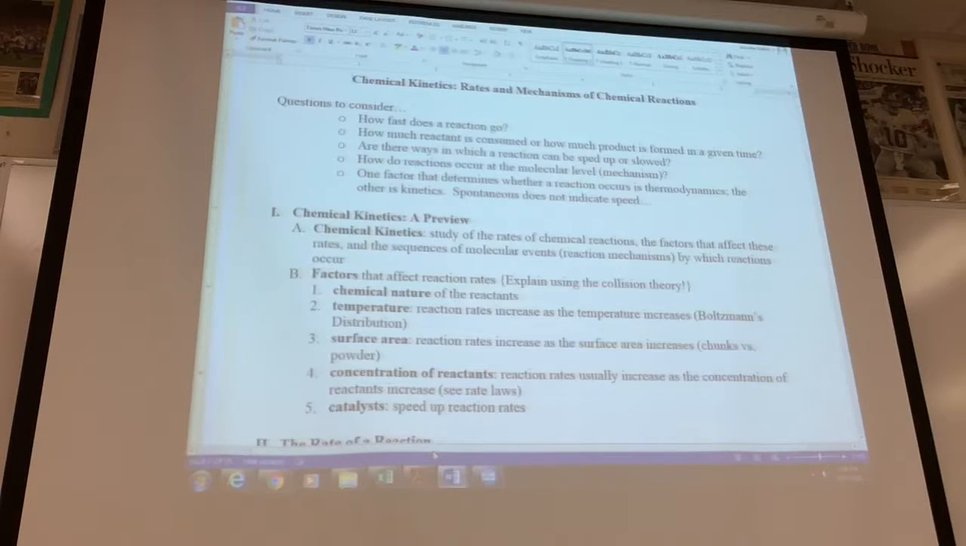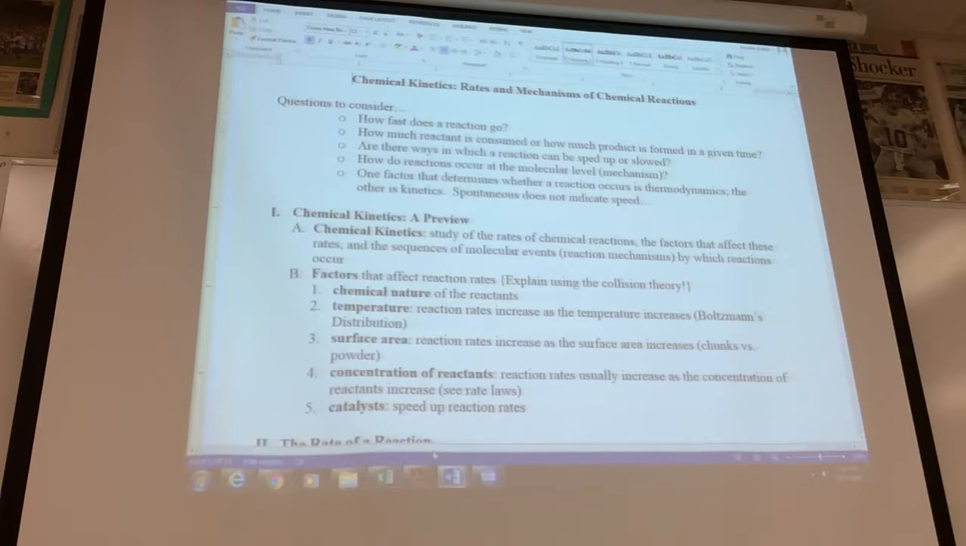We'll talk about these factors as we go, and then probably next time we'll link them to the collision theory, because everything goes through the collision theory. We'll talk about how particles have to hit one another with enough force to overcome the activation energy and how molecules have to be oriented properly.